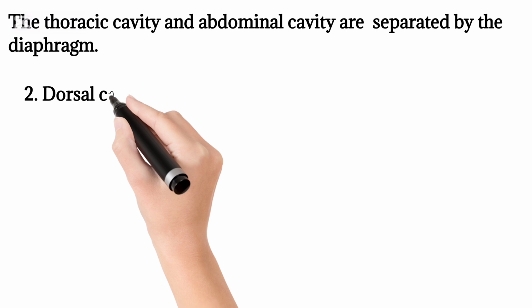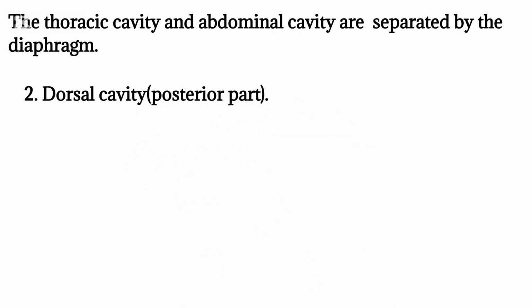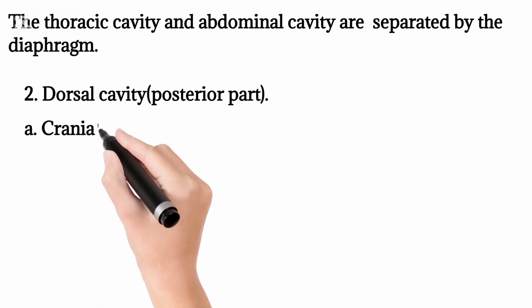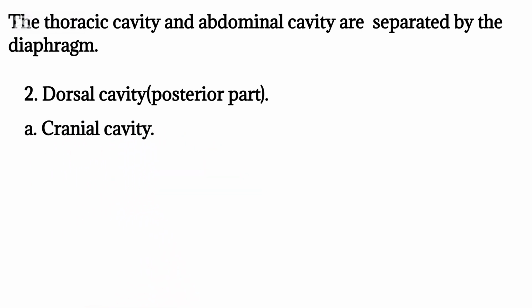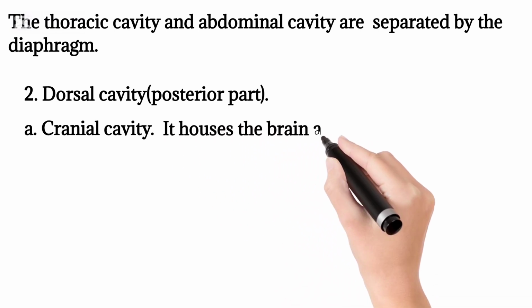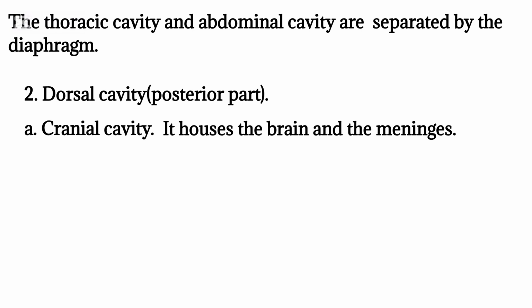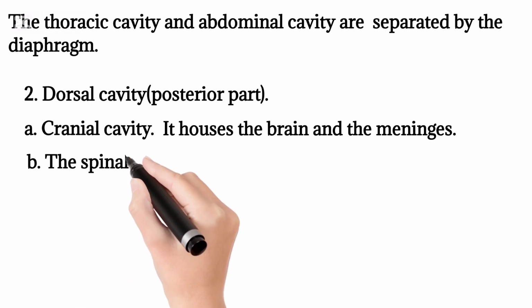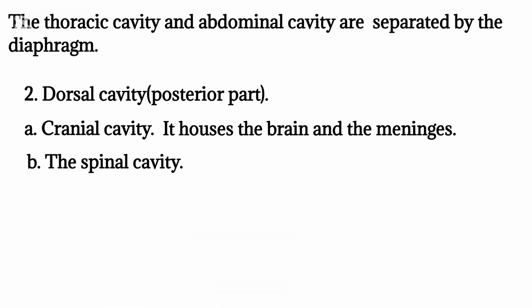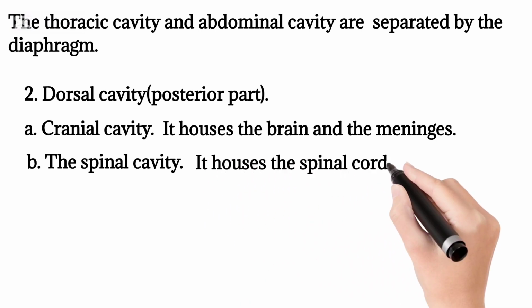Alright, so we are moving on to the dorsal cavity. That's the posterior part of the body, and it is made up of the cranial cavity and the spinal cavity. So the cranial cavity houses the brain and the meninges. That's the dura mater, pia mater, and arachnoid. The spinal cavity houses the spinal cord.